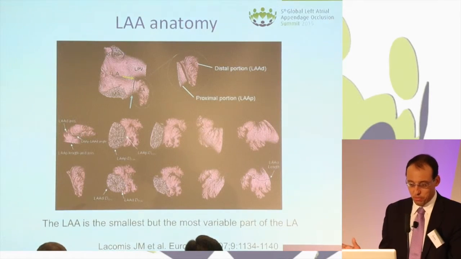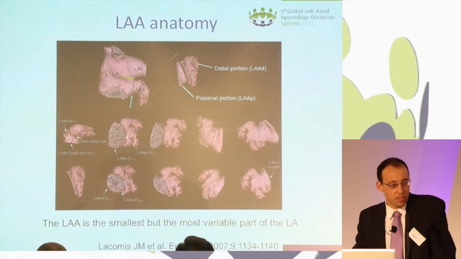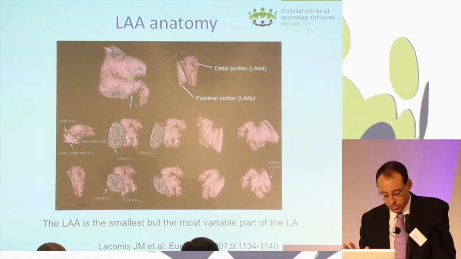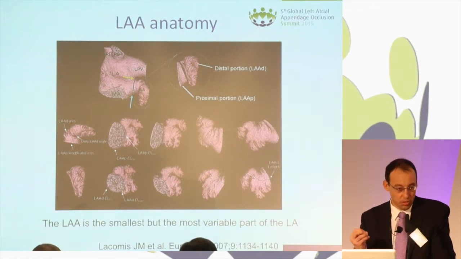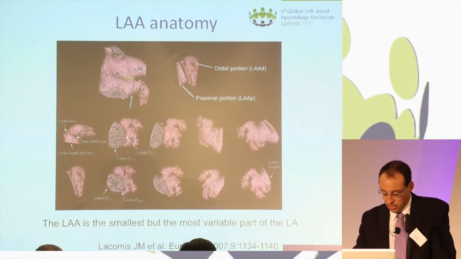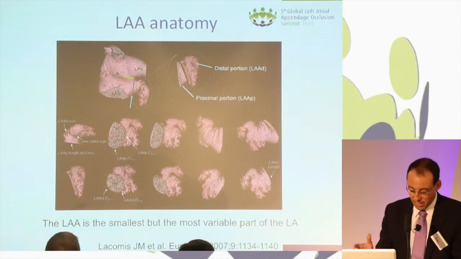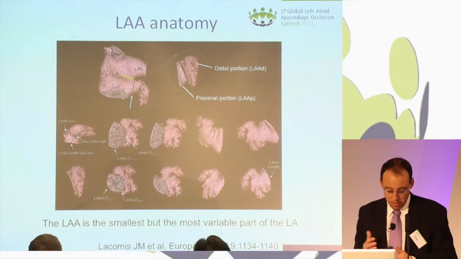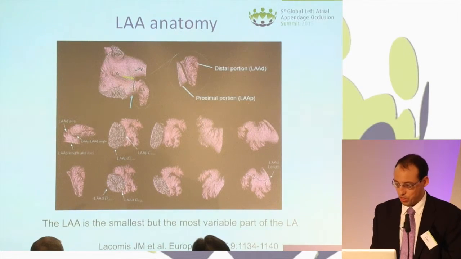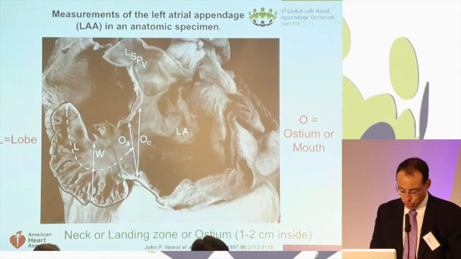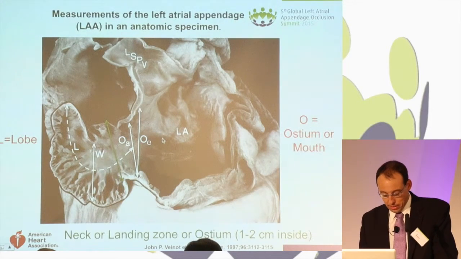So as mentioned by Andrew, the anatomy is very, very variable. And it's phenomenal. This region of the left atrium is the smallest, but actually the most variable part of the left atrium, I suspect potentially of the heart. There's tons of different shapes, sizes, lengths, and it can become challenging when we consider closing this region with a device. So, as mentioned by Andrew, there are specific regions that we know.